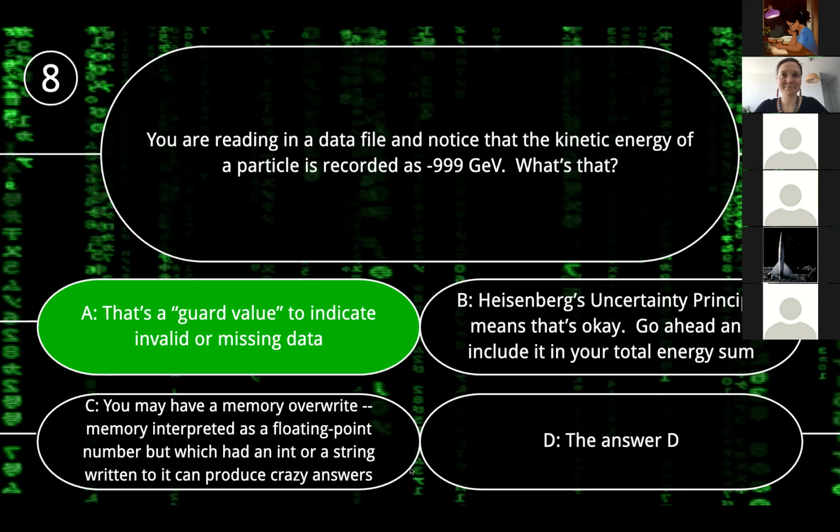But -999 is a very typical one that you'll see. Not ideal, but a good compromise at times to be able to have numbers in all of our variables. Okay, right. Now you know.